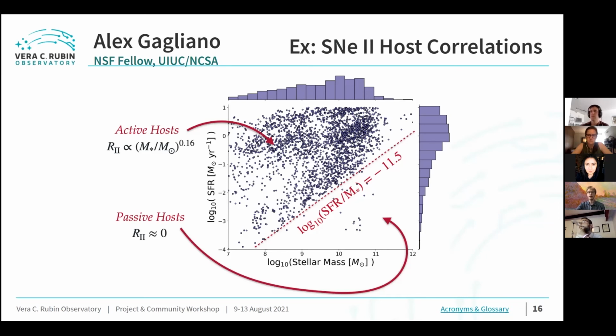This plot roughly matches the distribution of events simulated in Vincenzi et al. 2020, but because we use the DC2 synthetic catalog, our sample pushes out to lower stellar masses and star formation rates than their sample. Next slide, please.